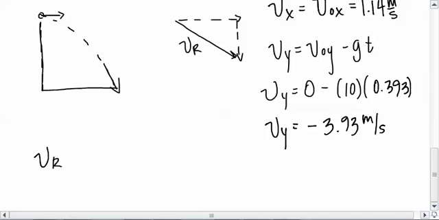So then V resultant would be the square root of Vx squared plus Vy squared. Does this look familiar? Sorry, I'm writing faster than my pen can handle it.